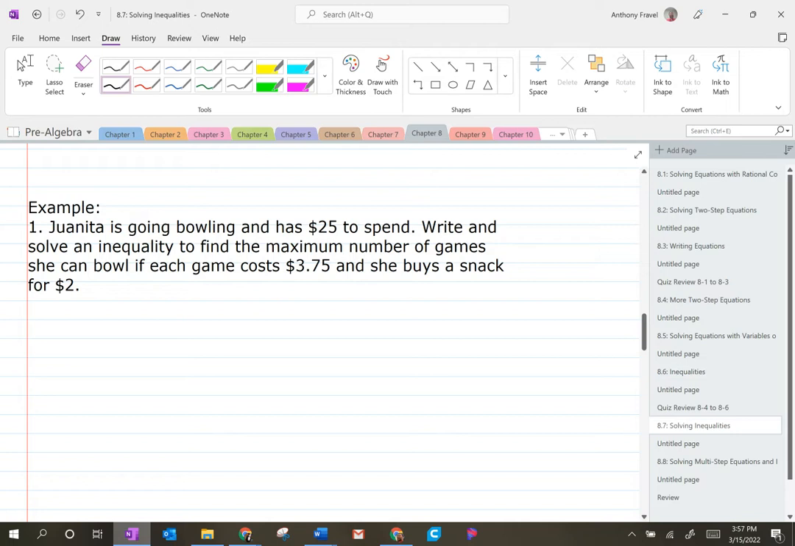Okay. So I'm looking at this first story problem here. It says Juanita is going bowling and has $25 to spend. Write and solve an inequality to find the maximum number of games she can bowl if each game costs $3.75 and she buys a snack for $2. Okay, so she's got $25 to spend.